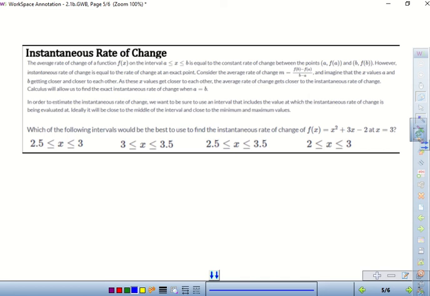Like a square root? A square root, good. A square root or like an x in the denominator. We can't have 0 in the denominator. We can't have a negative inside a square root.